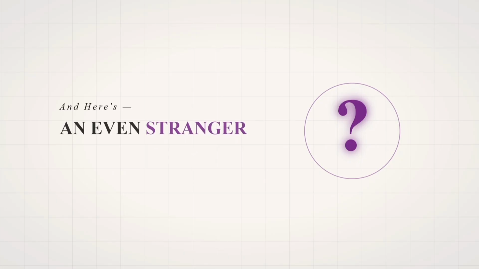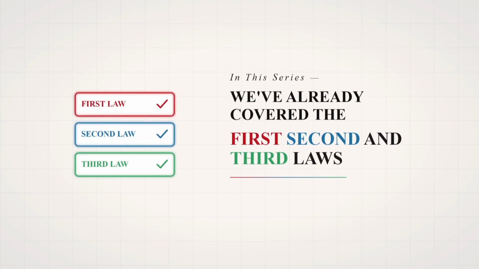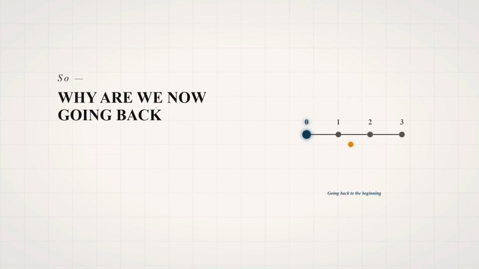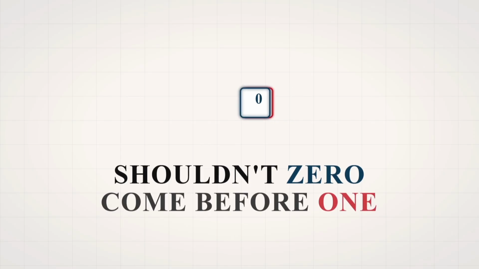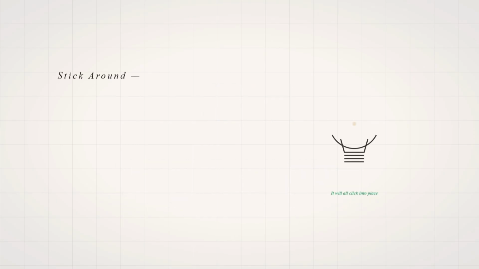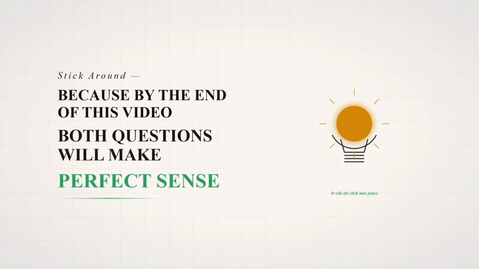And here's an even stranger question. We've already covered the first, second, and third laws of thermodynamics in this series. So why are we now going back to learn a law called the Zeroth Law? Shouldn't 0 come before 1? Stick around, because by the end of this video, both of these questions are going to make perfect sense.